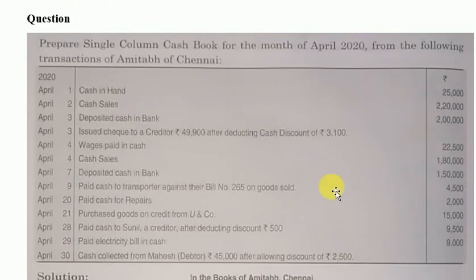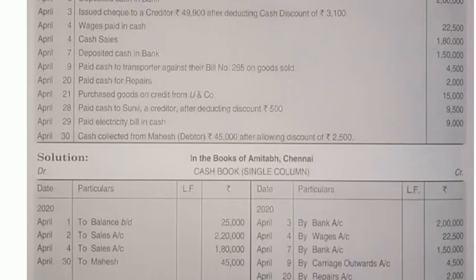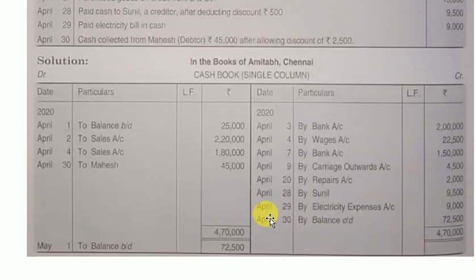Now comes the next transaction, that is paid electricity bill in cash. So we are paying the electricity bill in cash, so it's also an outflow of cash. That's why this transaction will be recorded on the credit side of the cash book, of rupees 9,000. You can see that this is also recorded on the credit side of the cash book, April 29, by electricity expenses account, that is 9,000 rupees.